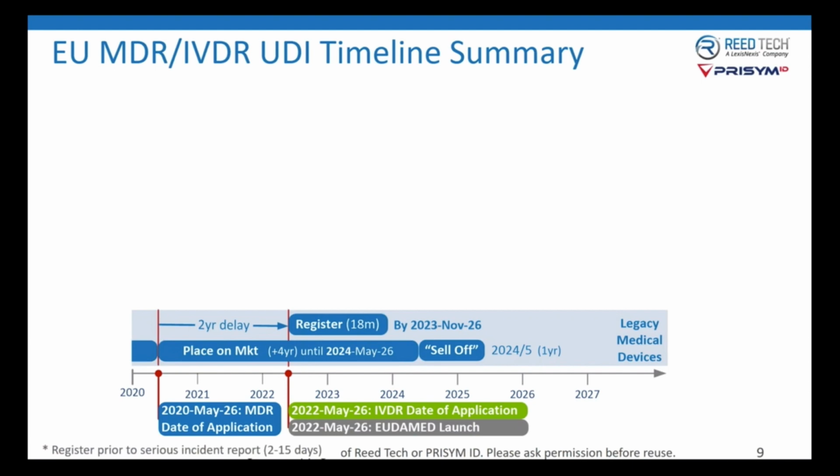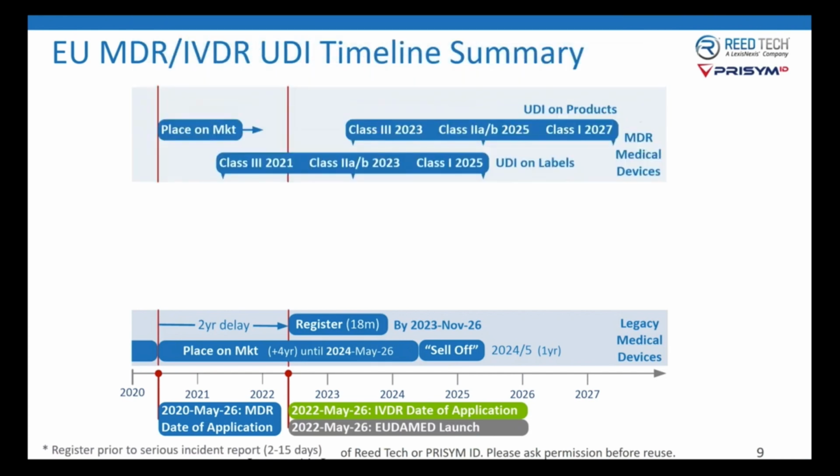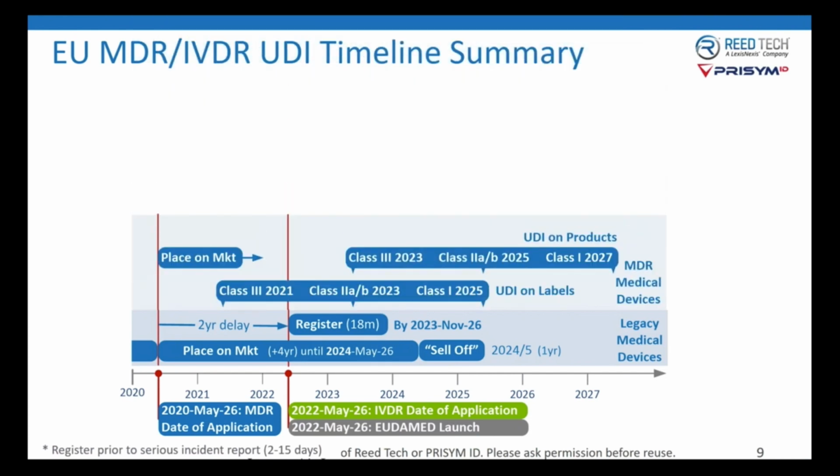The next class of devices here is those MDR medical devices. So these comply to the regulation themselves. They can be placed on the market, assuming they meet all the criteria and gain certification and so on. There are 3 timelines for placing UDI on the labels, starting off with Class 3, then 2A and 2B, and then Class 1: 1, 3, and 5 years after the date of application. So that actually comes on rather quickly for Class 1.